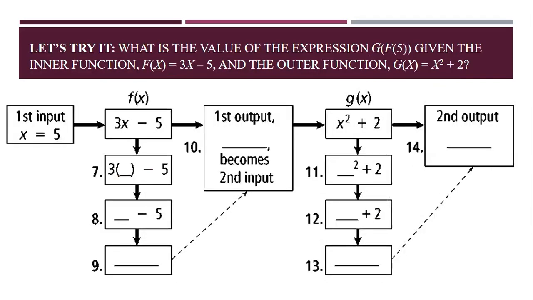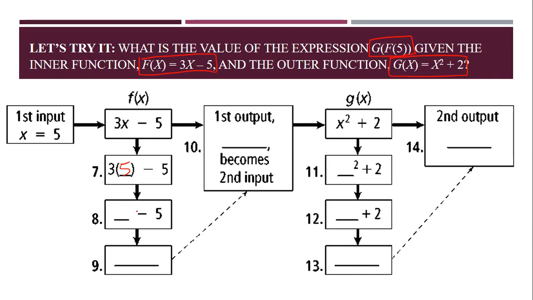All right, here we go. Are you ready to do it? So we have f of x equals 3x minus 5, g of x equals x squared plus 2. We're finding the composition of g composed of f at 5. So where do we start at first? We start where? F. With what? We're going to plug in 5 into f of x, right? So I'm going to plug in 5.